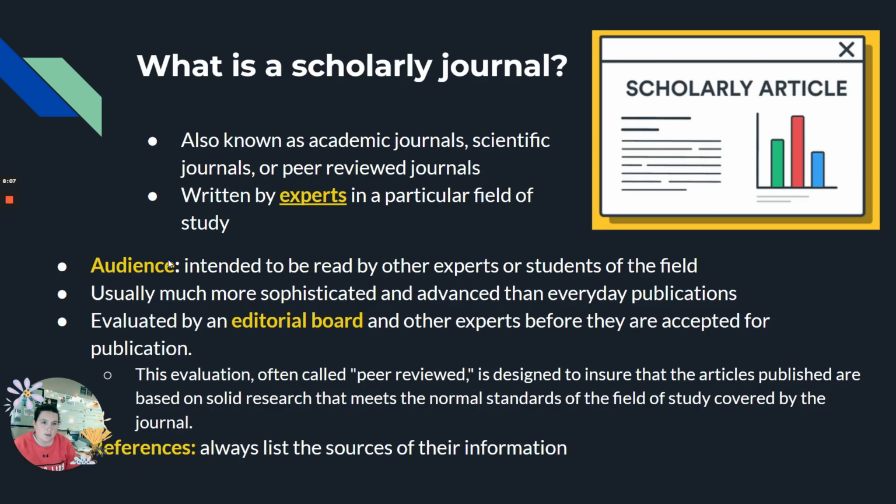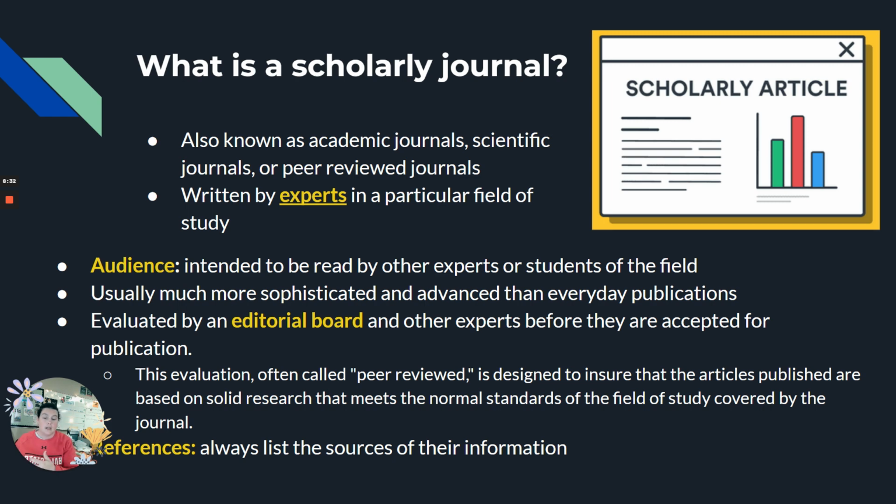So what is a scholarly journal? That is also known as an academic journal or a scientific journal. It could be a peer-reviewed journal. All of them really should be peer-reviewed if they're a scholarly journal. That basically just means they are written by experts in a particular field of study. It's not written by Billy Bob's uncle's cousin's blog that you found randomly on Google, okay? It's written by experts, people who actually have some credibility in that.